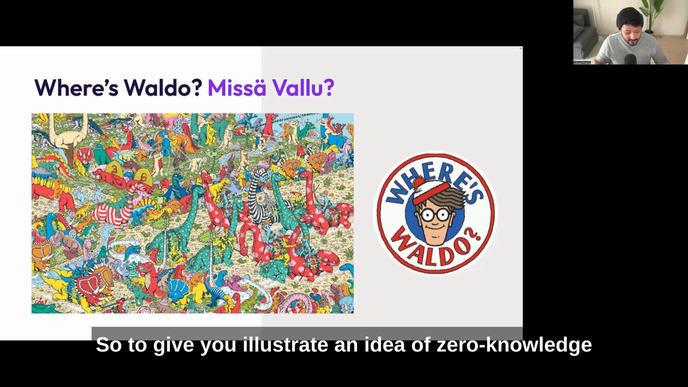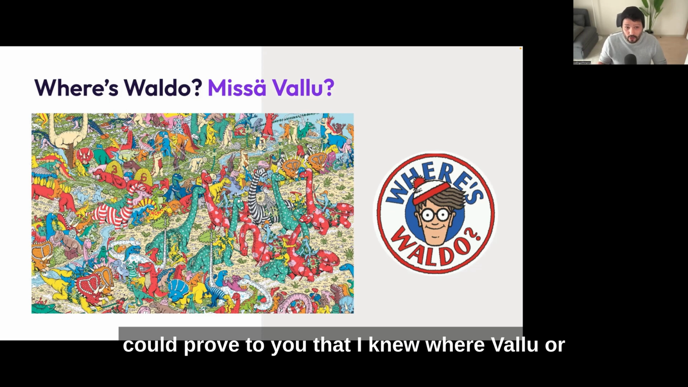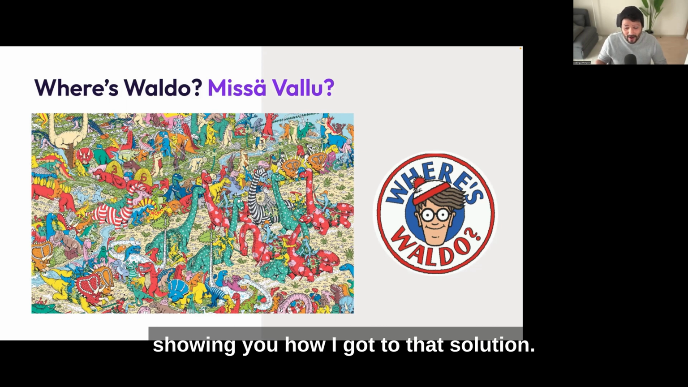So to illustrate an idea of zero knowledge proofs, what if I could prove to you that I knew where Valu or Waldo is on this, without actually pointing to it or showing you how I got to that solution?